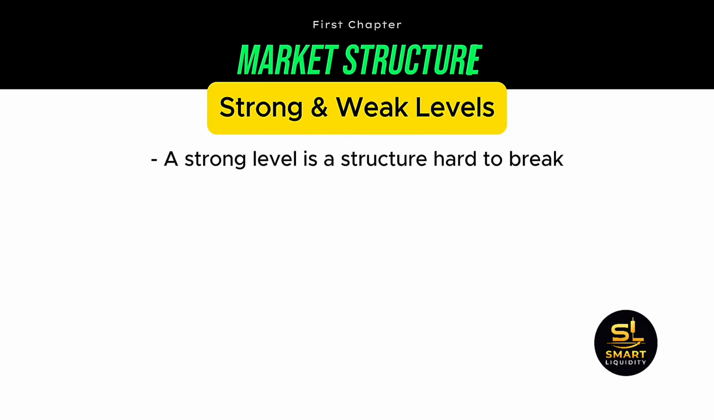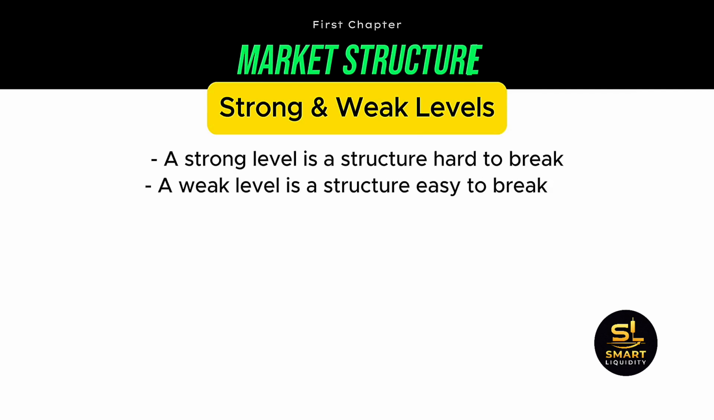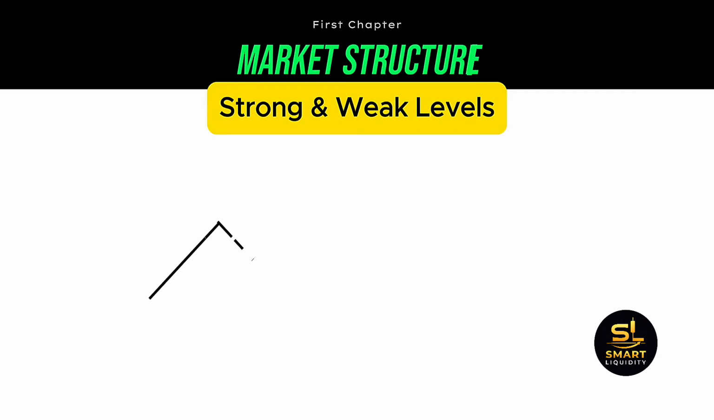A strong level is a price level that price action has shown that it is very hard to break. And a weak level is a price level that price action has shown that it is easy to break. So let's look at the simple uptrend. This is the low of the first movement. On uptrends, we know that lows are not broken. So this is the first strong level.